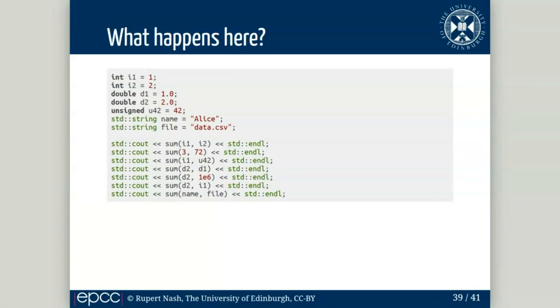So if we look at this example, it'd be good to see what actually would happen here if we try to compile this. This is assuming that in the same piece of code or elsewhere, we've actually defined these two sum functions. Certainly the first line we've got there, with the cout, sum i1 and i2, should compile fine. We've got a version of sum that takes two integer parameters. Likewise, the one below, with 3 and 72, should be fine. We might have an issue with the next line. Can anybody think why that might be the case?